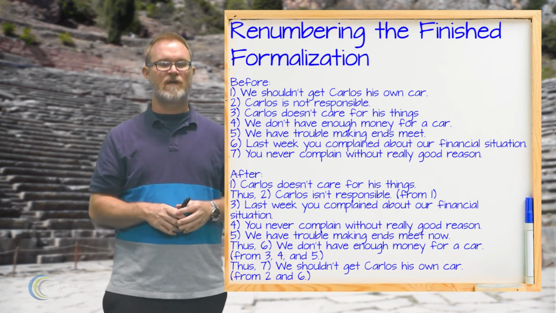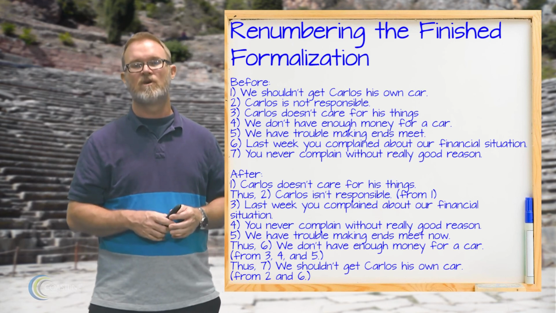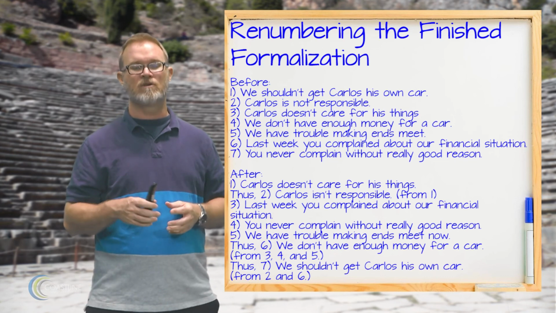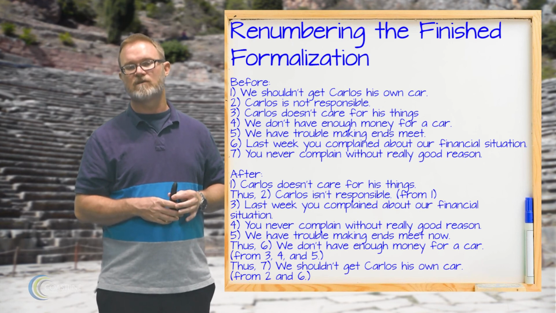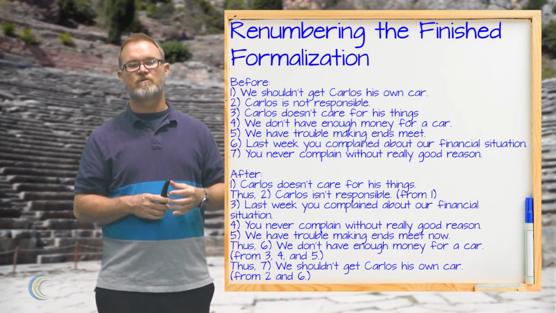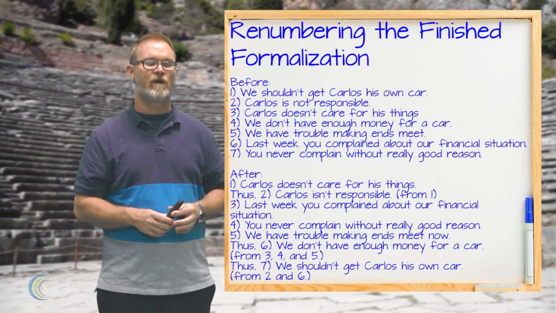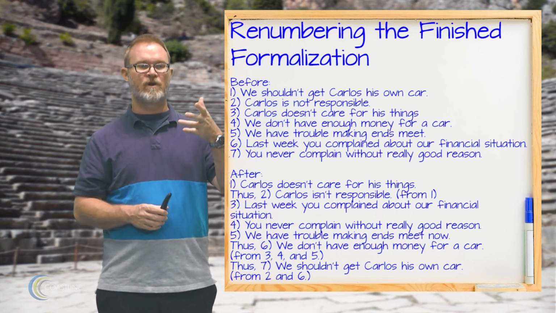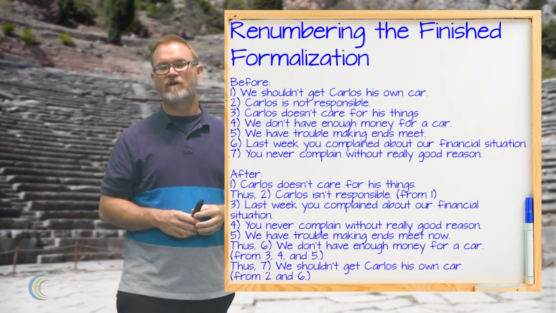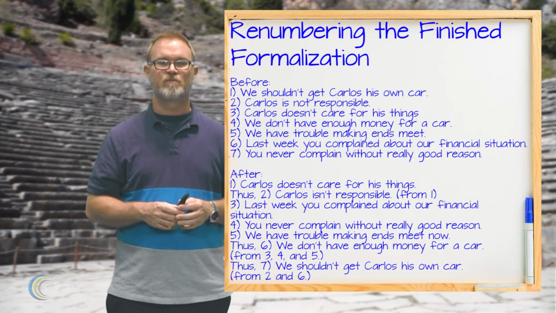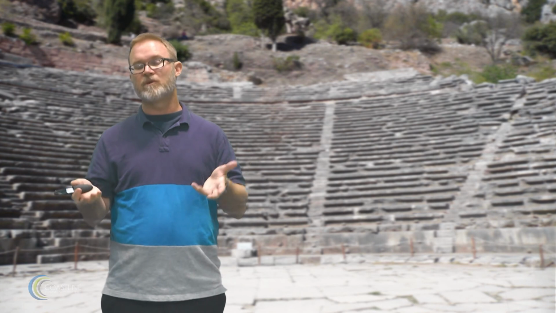Then lastly, what we do is we state the conclusion of our argument. That conclusion is always going to go last. And we have the conclusion there as 7, we shouldn't get Carlos his own car. It's interesting actually that the conclusion only follows from claims 2 and 6. So the claim that Carlos isn't responsible and that we don't have enough money for a car directly supports the conclusion that we shouldn't get him a car. And then of course the other claims are supporting those 2 premises. So 1 is supporting 2, and 3, 4, and 5 are all supporting 6, and then 2 and 6 are all supporting 7. And so that's the final structure of the argument, and that's our final formalization.